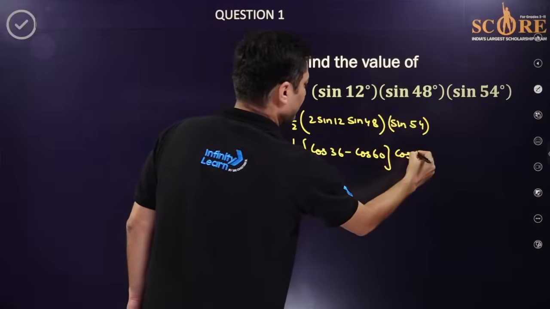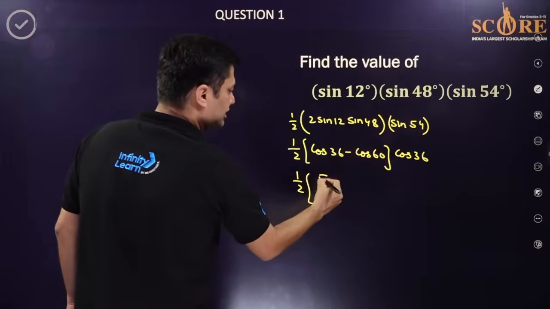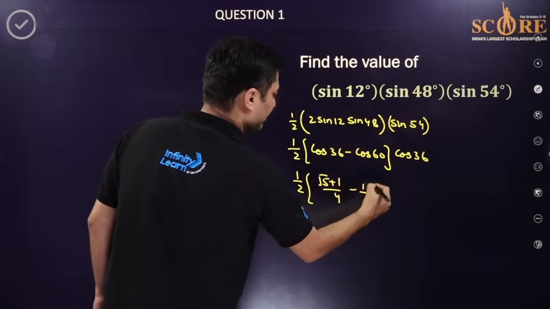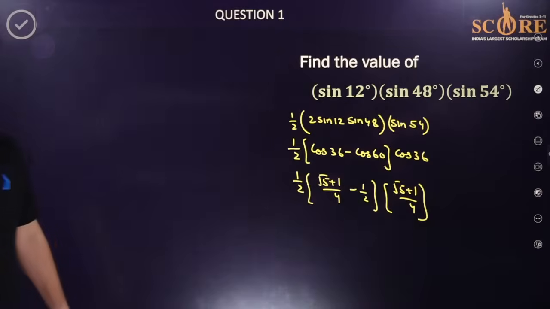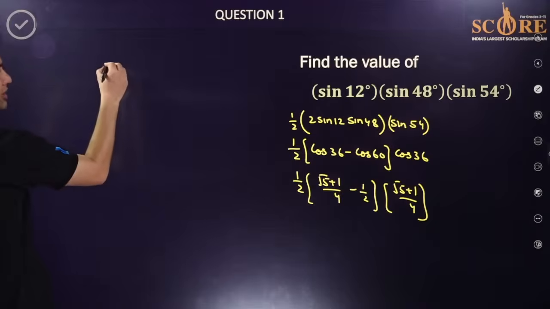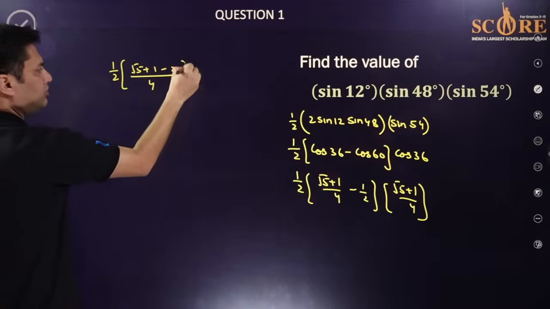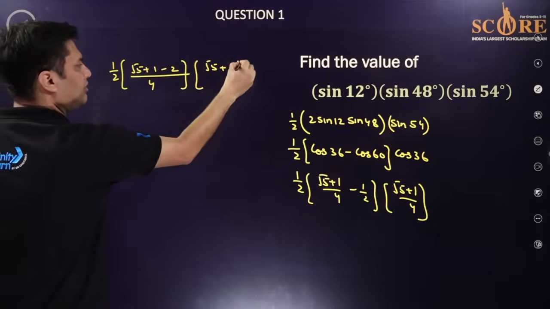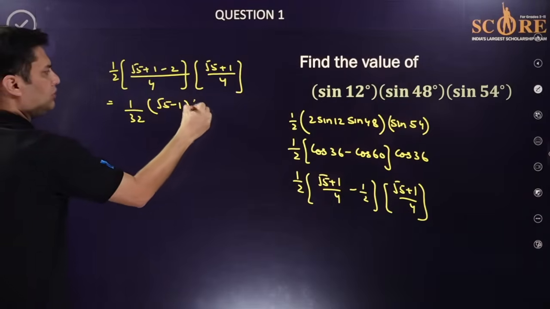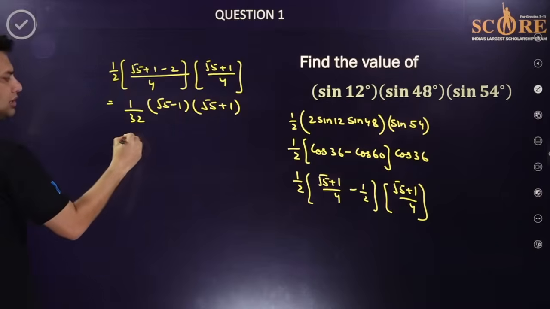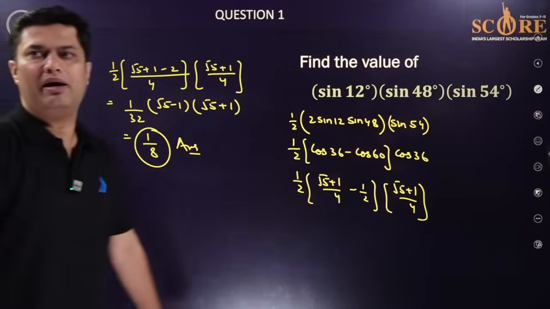And sin 54 is again cos 36. So this is 1 by 2 times cos 36, which is (root 5 plus 1) by 4, minus 1 by 2 into (root 5 plus 1) by 4. Now you just have to calculate this number and you will get the answer. If you take 1 by 2, LCM is 4. So this is (root 5 plus 1 minus 2) and this is (root 5 plus 1) by 4. So this is 1 by 32 into (root 5 minus 1) into (root 5 plus 1). So this is 4 by 32, so 1 by 8 is the final answer. 1 by 8 is the right answer.